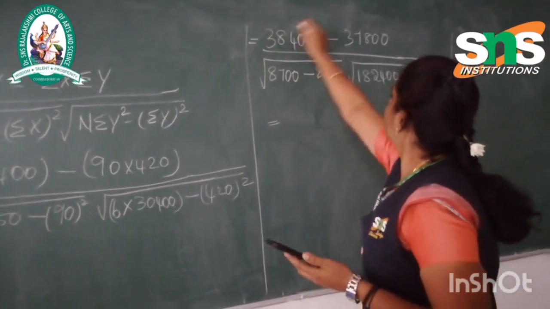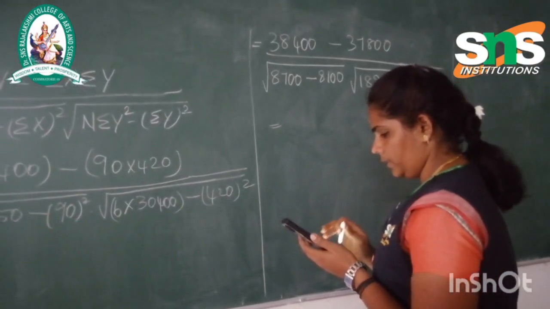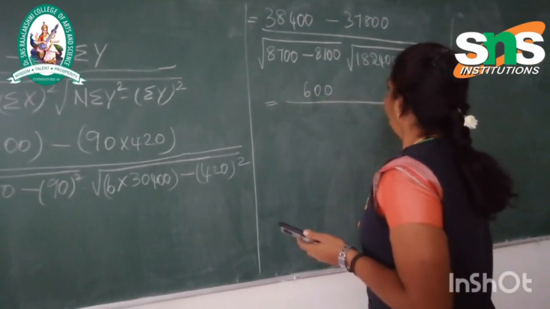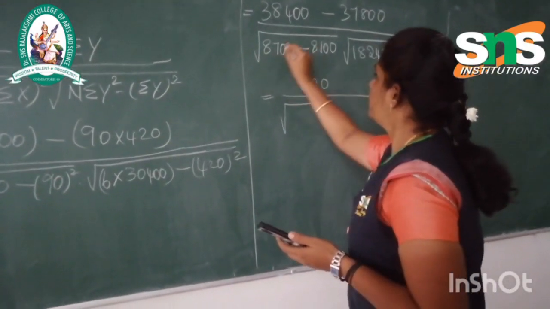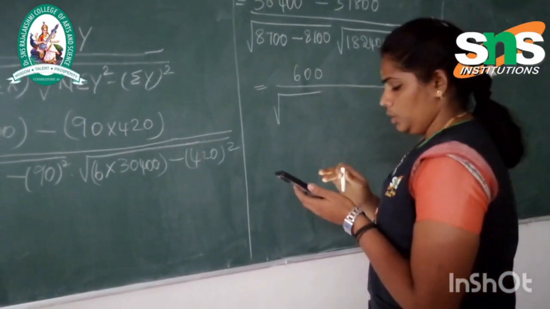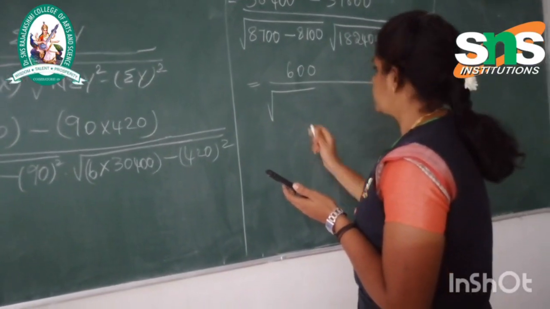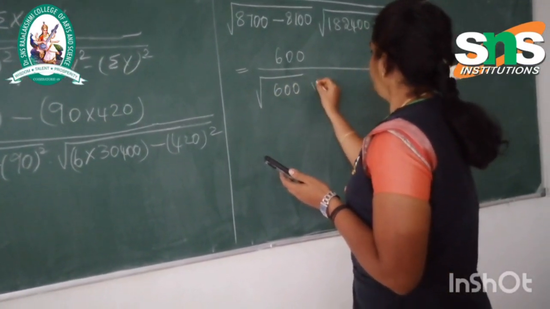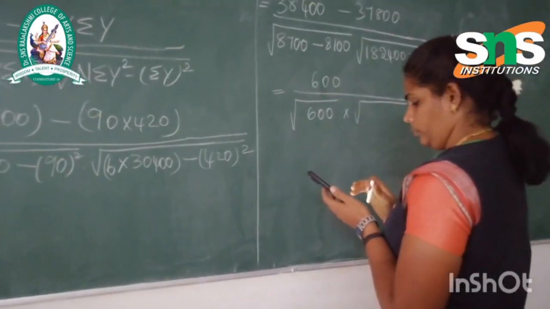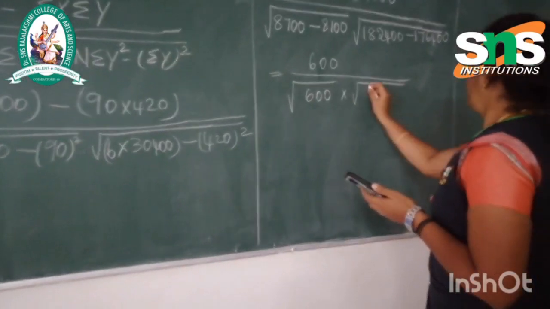By subtracting in the numerator, we get 38,400 minus 37,800, so 600, divided by the square root of. First we have to subtract these two elements, and then the answer should be taken under the square root. So 8,700 minus 8,100, we get 600. So root of 600 into root of 182,400 minus 176,400, and our value is 6,000.